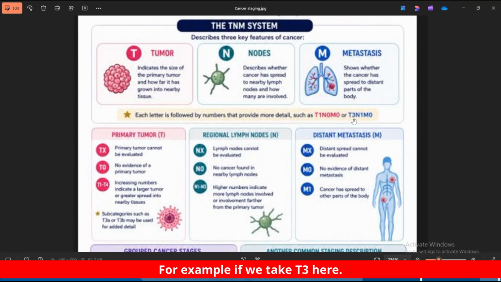For example, if we take T3, here the patient has a grown cancer. As T1 to T4 indicates, T1 means a smaller tumor and T4 means a larger tumor. Simple, just remember it like that: T1 means smaller size tumor, T4 means larger size tumor.